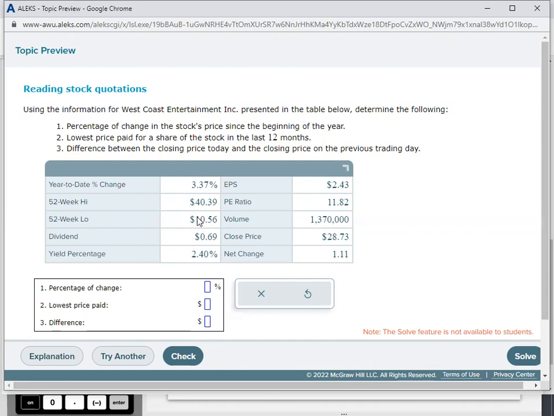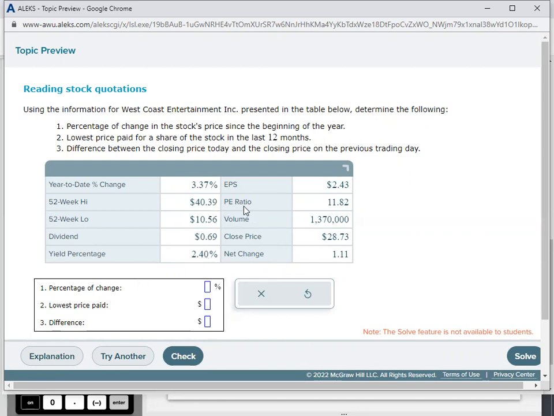And that kind of gives you an idea of, okay, well, if the 52-week high is $40.39 and the price of the stock right now is $40.10, maybe you think to yourself, it could go a lot higher, but it's already close to the highest it's been in the last year. So who knows? Maybe it won't.